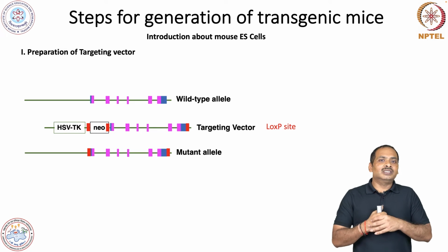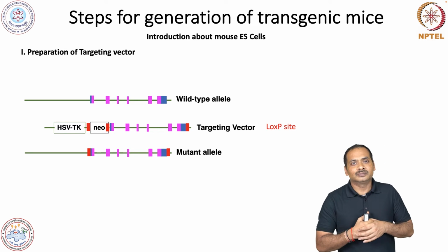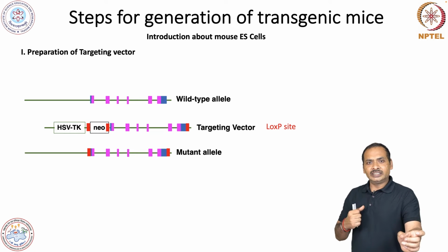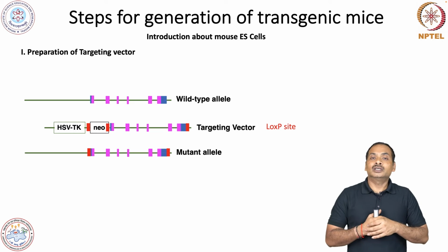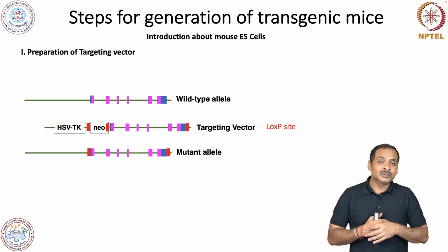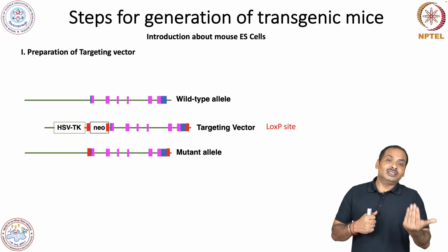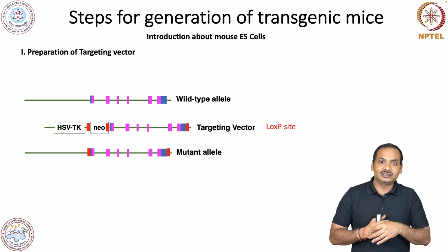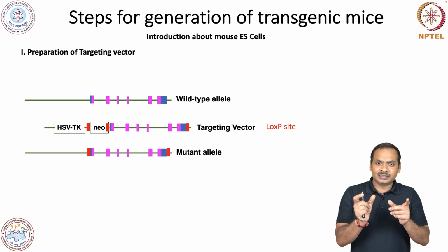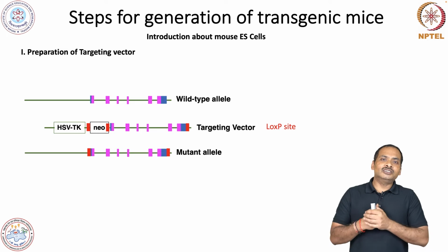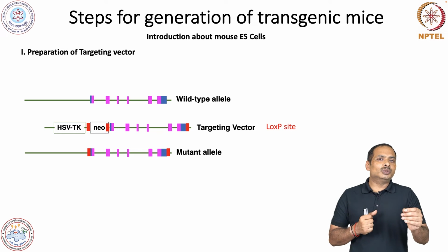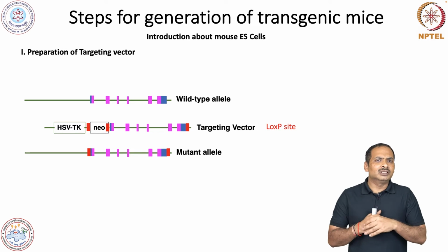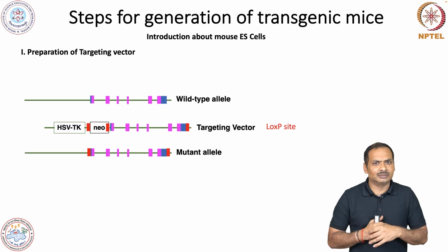And even if you made it, there is a second level of challenge. Once you incorporate this targeting vector inside the embryonic stem cells, there will be another level of challenge: you need to remove this neocassette or neo gene segment. And how will you achieve that? You basically transfect or introduce a plasmid which is expressing a Cre enzyme.